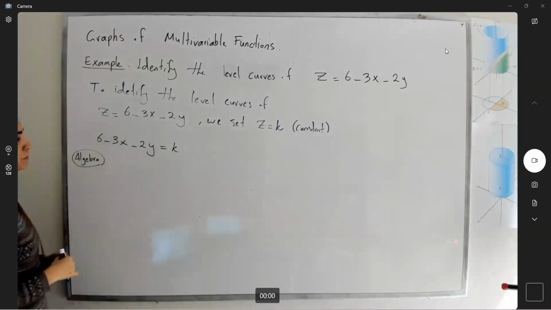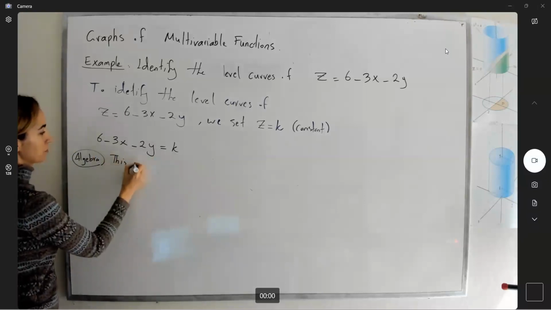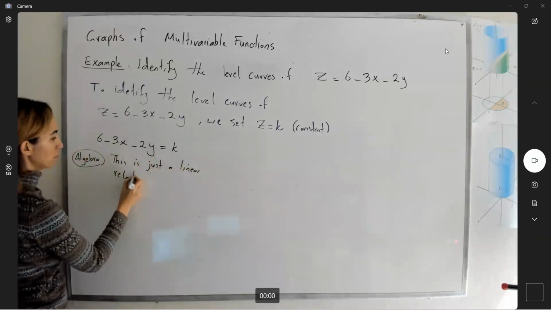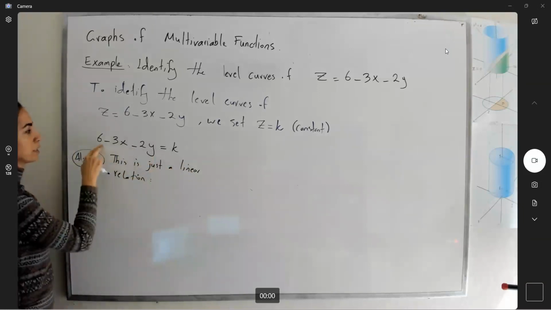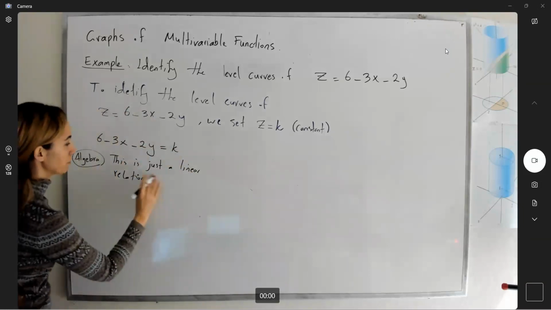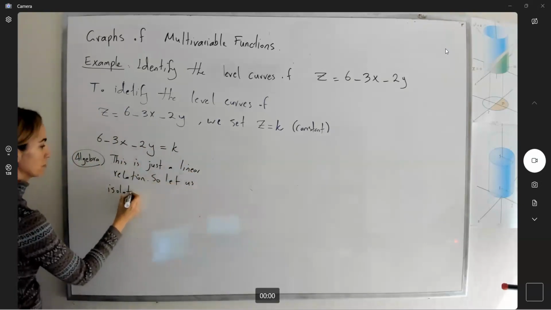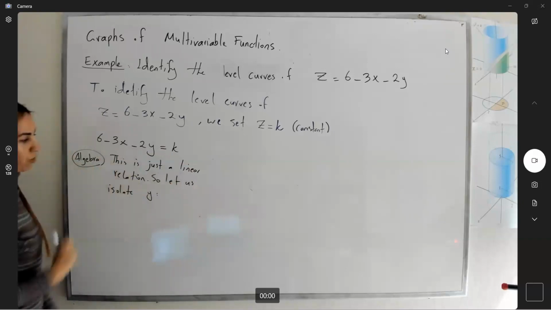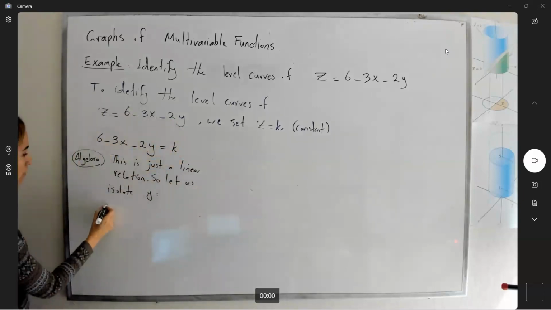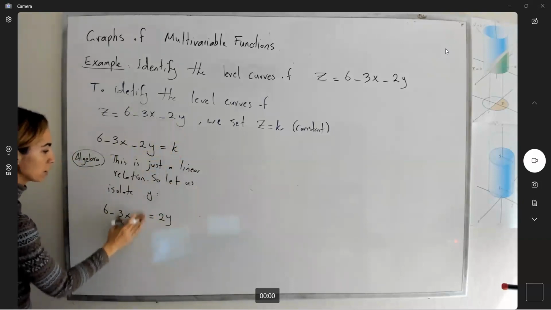Okay, let's see. First, we have a linear relation between x and y. Let us organize this. Let us bring 6, 3x and k to one side and isolate y. Isolate variable y. It's not that difficult. Bring 2y to one side and bring k to the other side. We have 6 minus 3x minus k equals 2y. What does it give me?